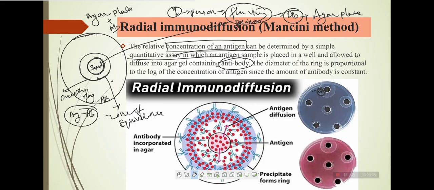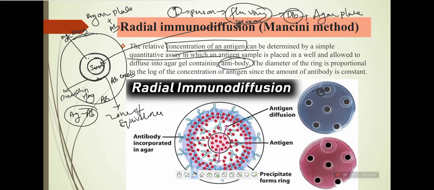In this area, antibody is in excess, right? And in this area, antigen is in excess amount, right? Here antibody is in excess amount and here antigen is in excess amount, and this is a ring where the complex will be formed, the zone of equivalence.